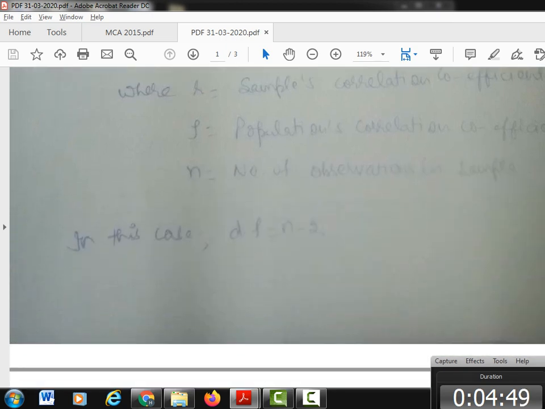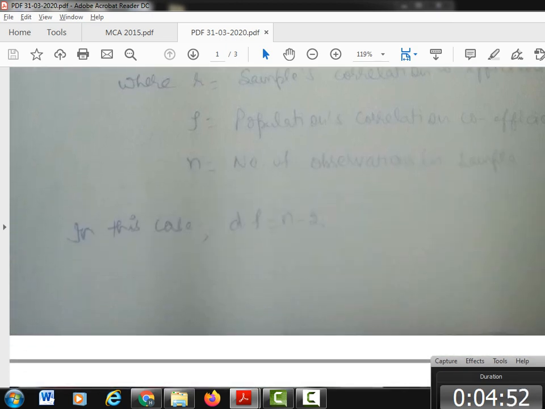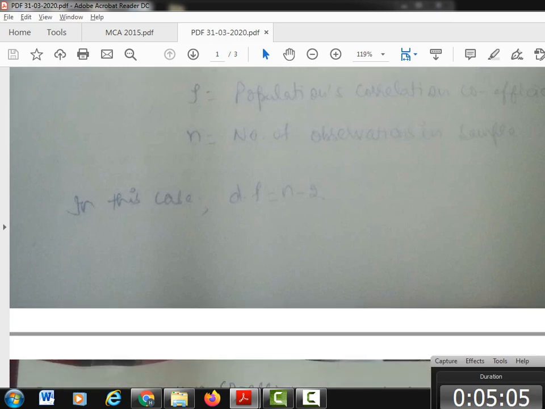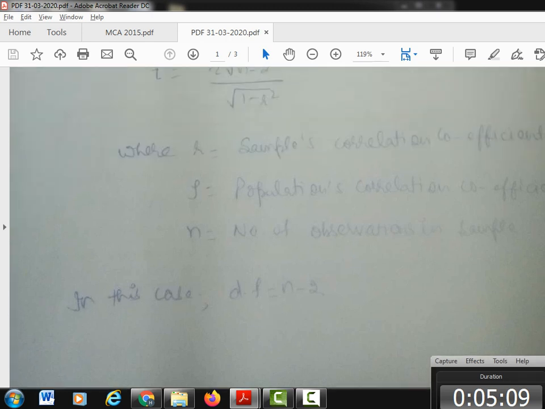After doing all the calculation, I will make the comparison between the calculated value and the table value, and for that I require the degrees of freedom. In this case the degrees of freedom is n minus 2, where n is again the sample size, or the number of observations in the sample. So let us elaborate this concept.